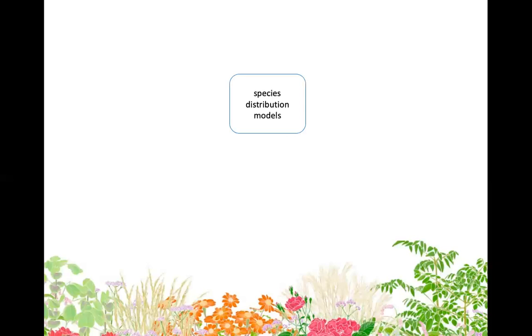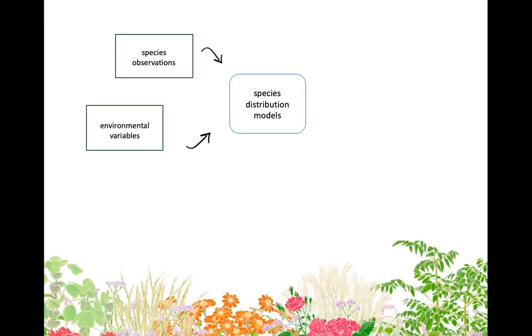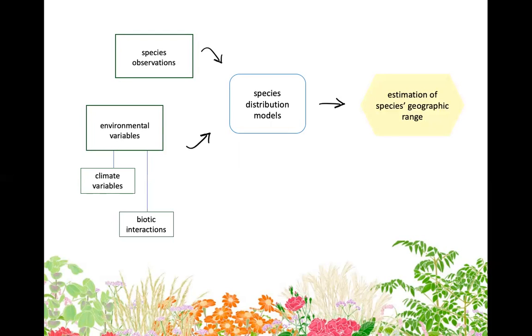Species distribution models are great tools to connect species observations to environmental variables and provide a way to estimate a species' geographic range. Traditionally, only climate variables have been used to represent the environment, but more recently, studies have shown that biotic interactions can significantly improve model performance. Among the studies that have been done, few look at dietary specialists, specifically within pollinators.